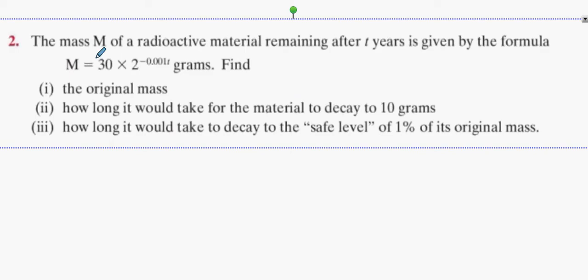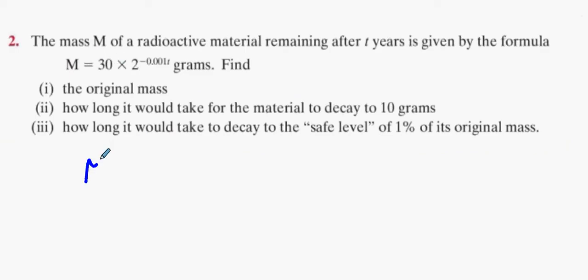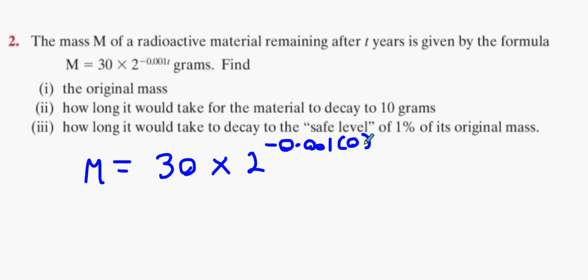Really quickly. How'd you get the original mass? What does original mean? t equals 0. So replace in 0 for t. And what do you get? M equals 30. Grand. How long would it take for the material to decay 10 grams?